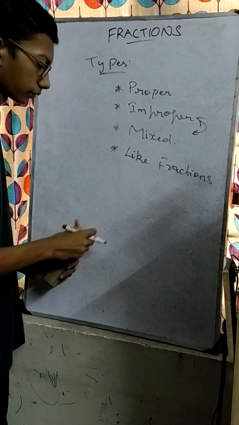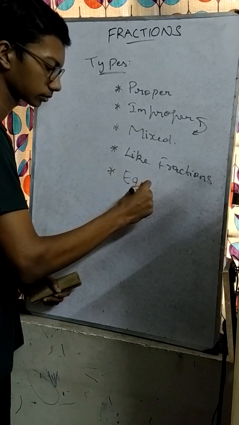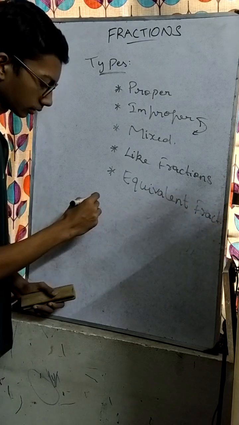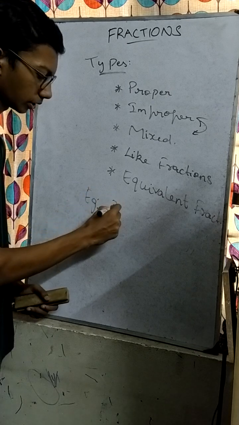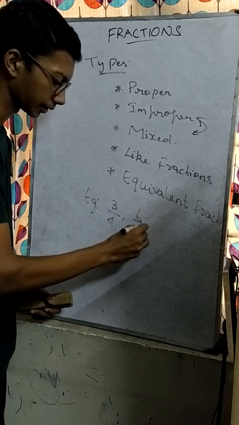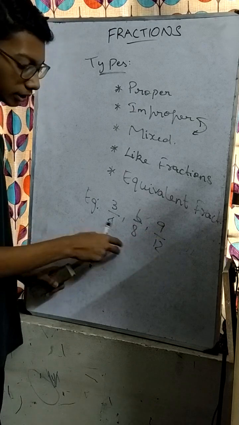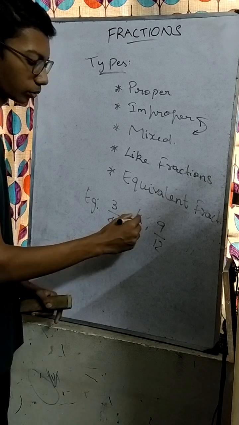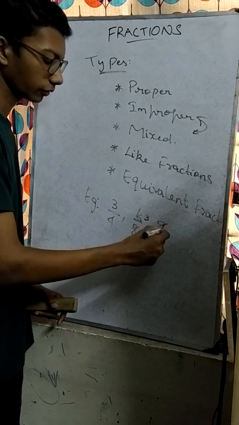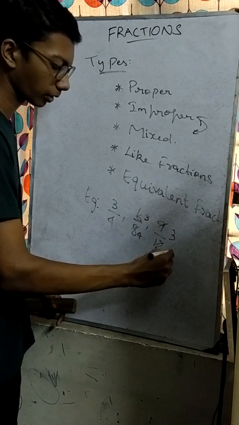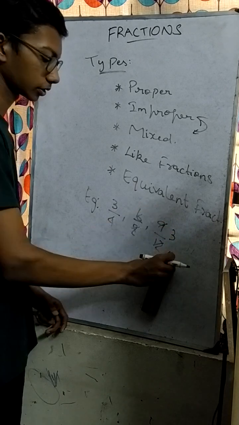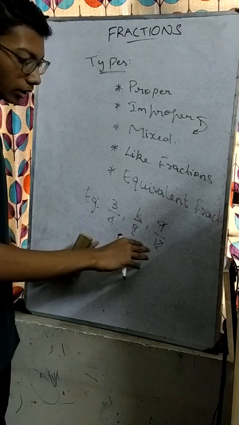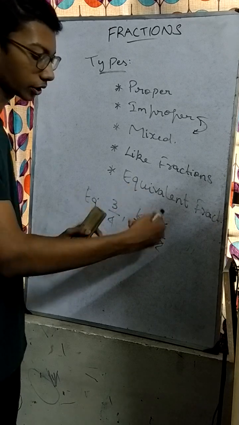There are some other kinds of fractions like equivalent fractions. Let's say we have 3 by 4, 6 by 8, 9 by 12. These are all equivalent fractions because if we reduce them to the lowest form, that is, if we divide both numbers of 6 by 8 by 2, we will have 3 by 4. If we divide both numbers of 9 by 12 by 3, we will have 3 by 4. So, if we reduce a fraction to its lowest form and we get another fraction, then they are called equivalent fractions because their values are the same, just in their non-reduced form.